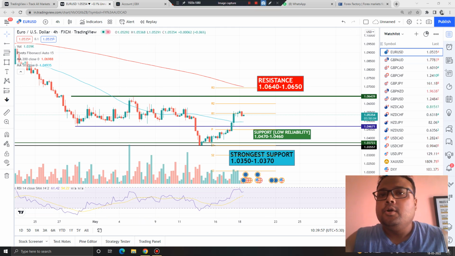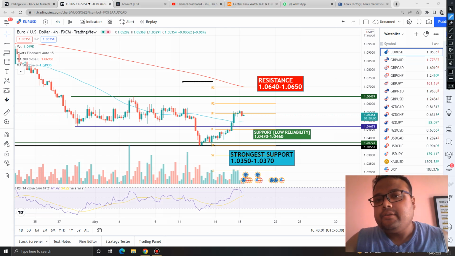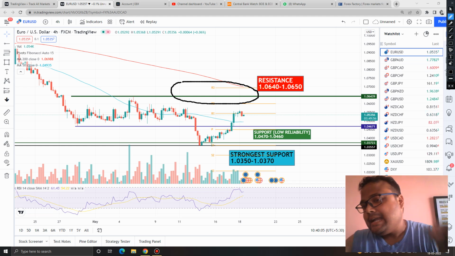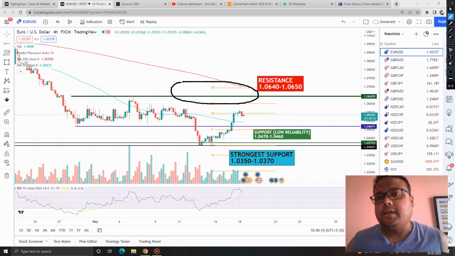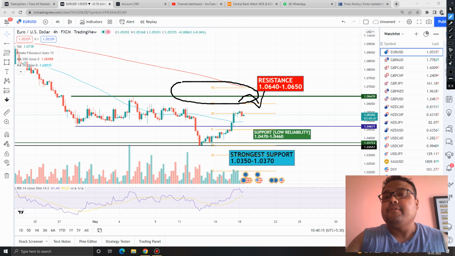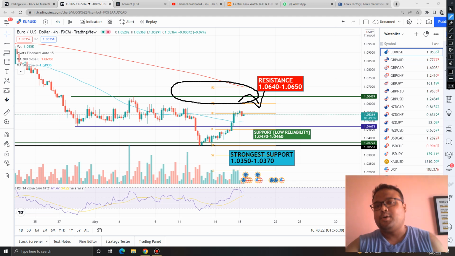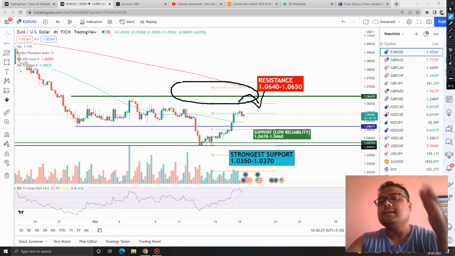Therefore we have three factors giving us the indication that this level will act as a very strong resistance for the market. So if the market goes up, there is a high chance that it will reverse from here. If the market reverses, definitely we can take a sell position. Yes, reversal and confirmations are always important. So if the market reverses from the resistance zone, definitely we can take a sell position.